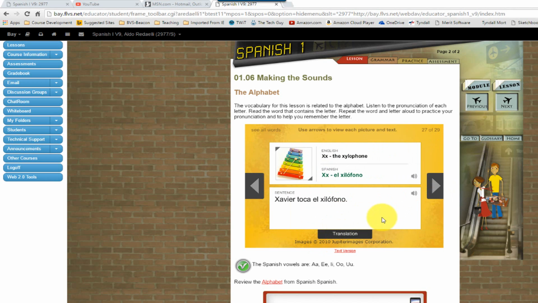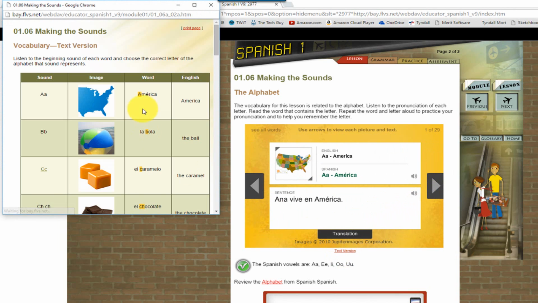William vive en Washington. William lives in Washington. Xavier toca el xilófono. Xavier plays the xylophone. Yo quiero un yate. I want a yacht. La cebra está en el zoológico. The zebra is in the zoo. And those are all of them.